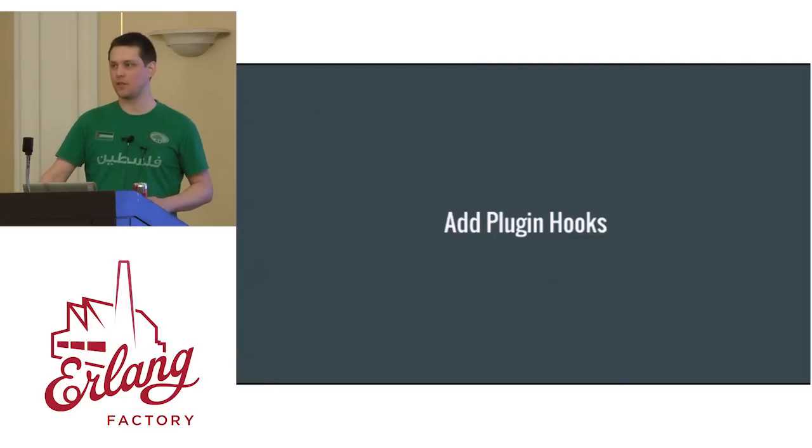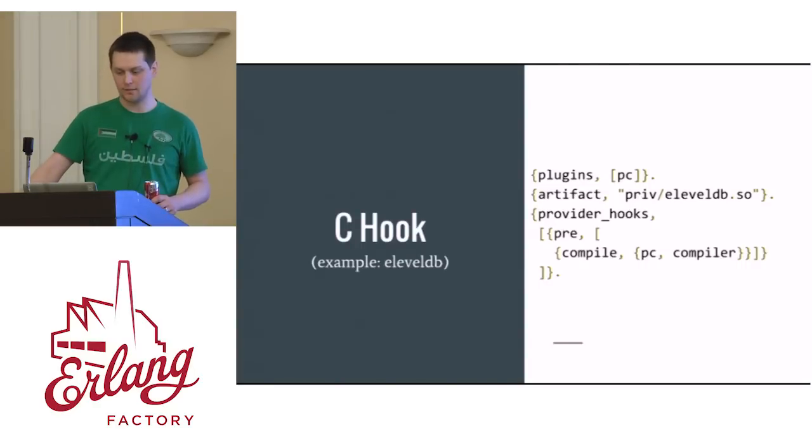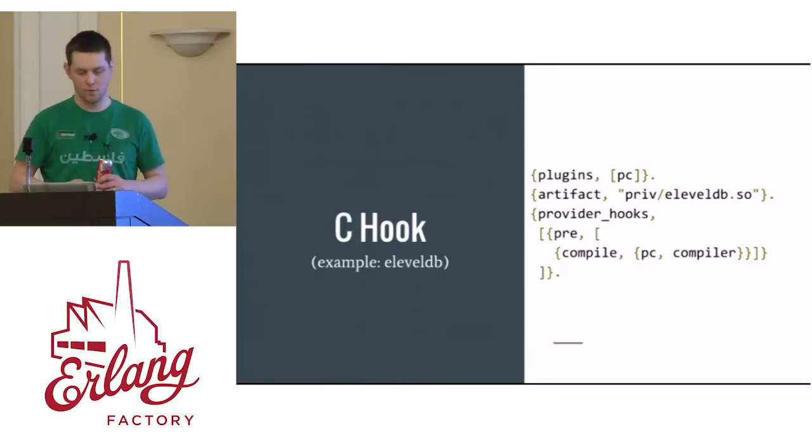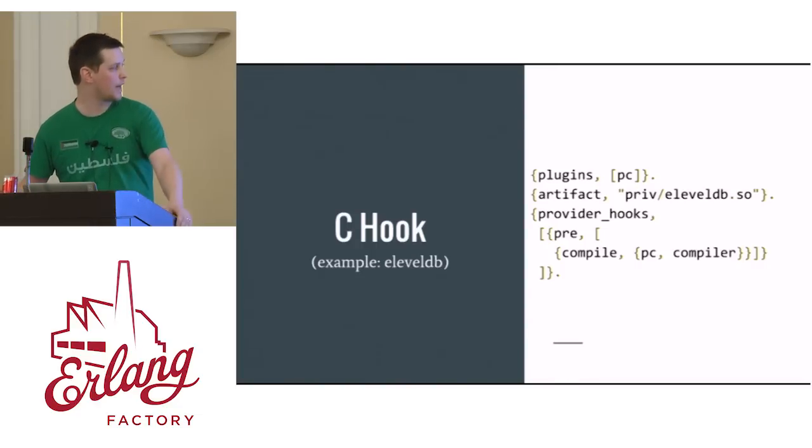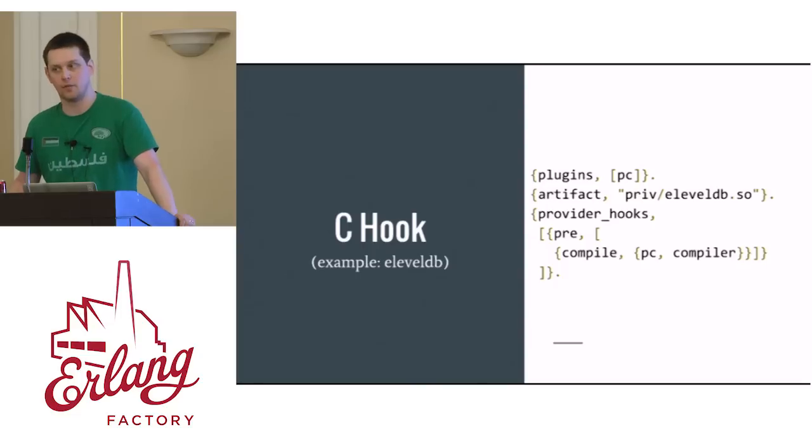A number of features have been moved out into plugins, because we did not want to include them in the core. We want a solid core for building OTP apps and releases. You're likely going to have to add some plugins and hooks. For example, if you were the developer of eleveldb, you would add this to the Rebar config file in order to tell it that you need to use the port compiler, pc, which is fetched from Hex.